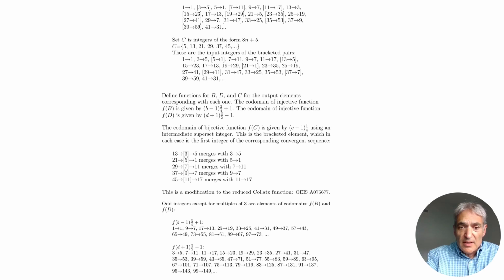Now, odd integers except for multiples of 3 are elements of codomains for function B and function D. Thus, for the function B minus 1 multiplied by 3/4 plus 1, we see the outputs are 1, 7, 13, 19, 25, 31, 37, 43, and so on. For the function D plus 1 multiplied by 3 divided by 2 minus 1, we see the outputs are 5, 11, 17, 23, 29, 35, 41, 47, and so on.